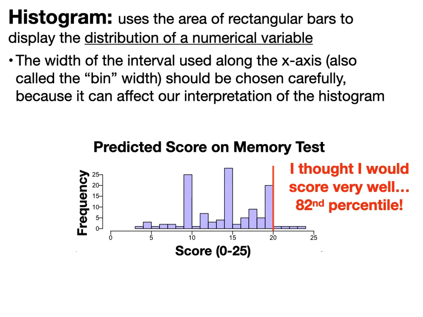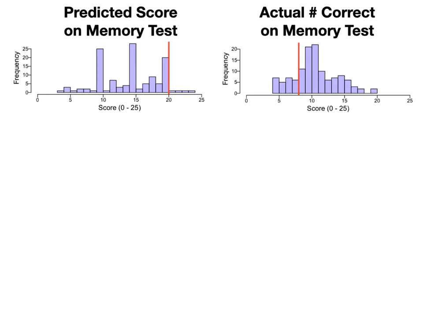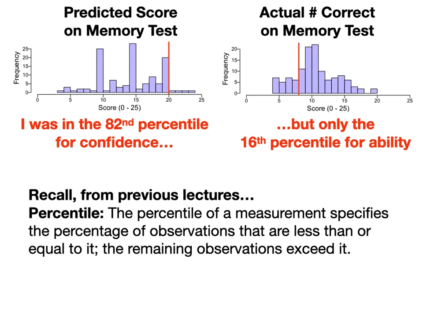By the way, this red line is my own predicted memory score. I did the test as well, and I thought I was going to do really well. My prediction for my own memory was in the 82nd percentile of this whole distribution. Actually, I was in the 82nd percentile for confidence, but then when we actually did the memory test, I was pretty poor. I was only in the 16th percentile for memory ability. Okay, so the second histogram here is the actual scores on the memory test, and the red line is my own. So just reminding you of the definition of percentile here.